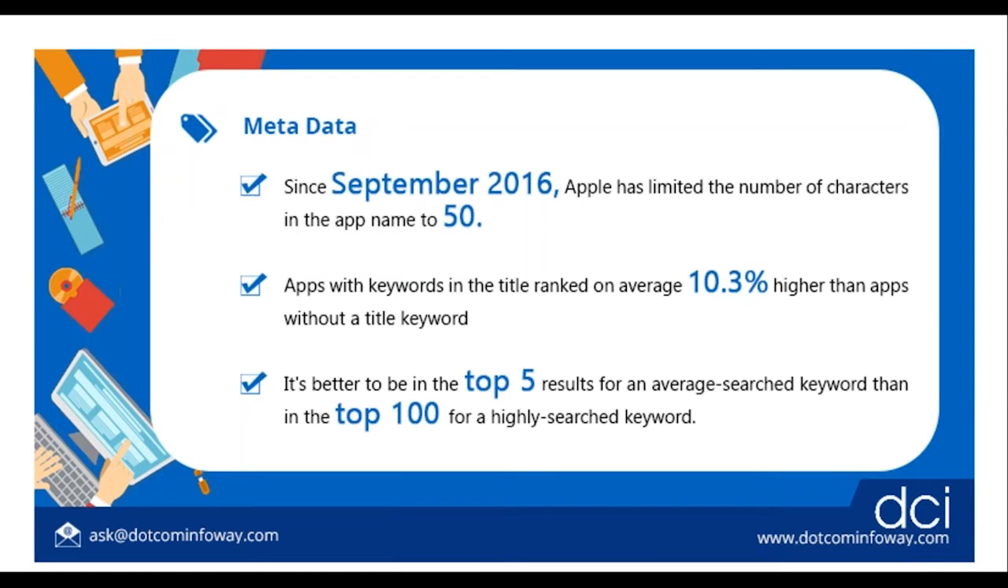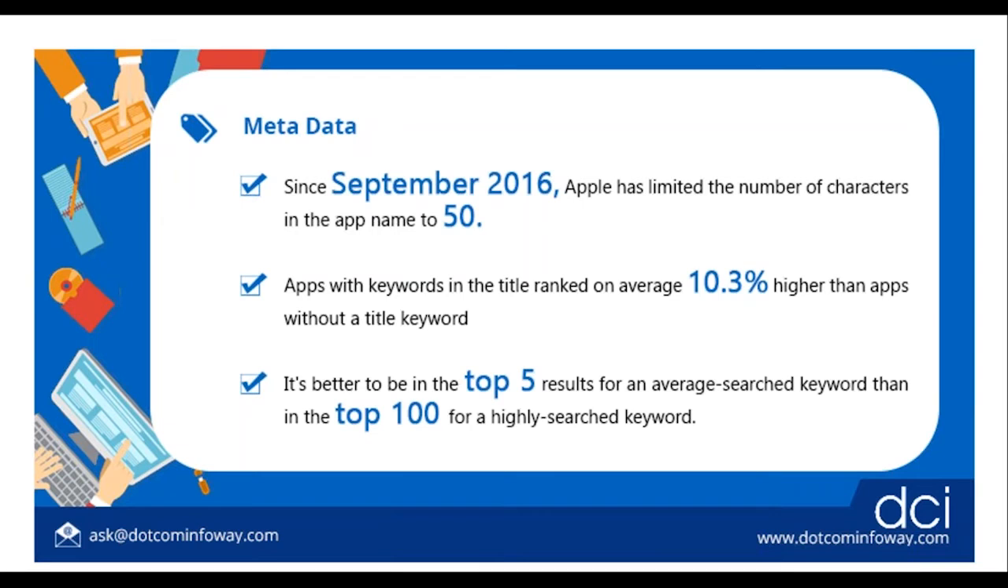Since September 2016, Apple has limited the number of characters in the app name to 50. Earlier it used to be 256, and they have reduced the characters for the app title. And as you know, Google Play already only supports up to 30 characters for the app title.